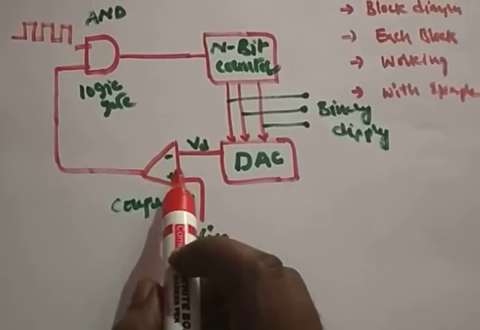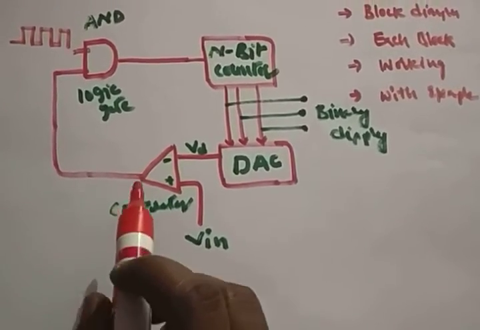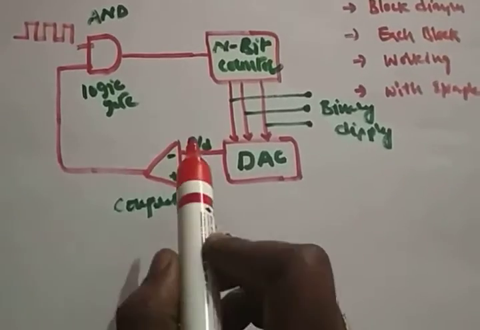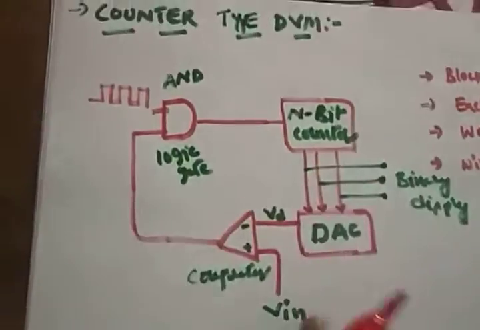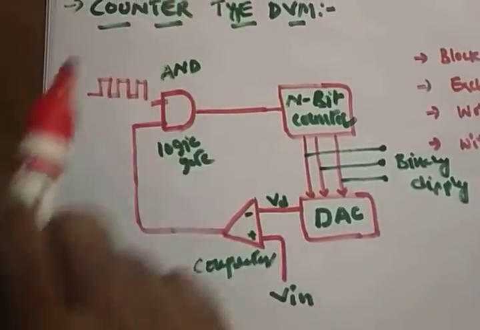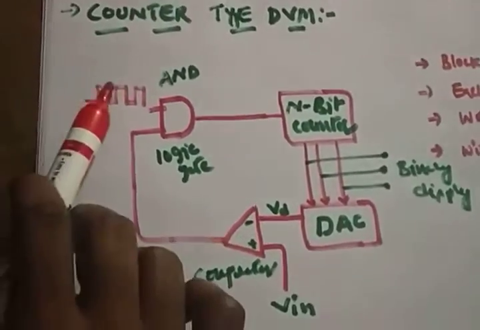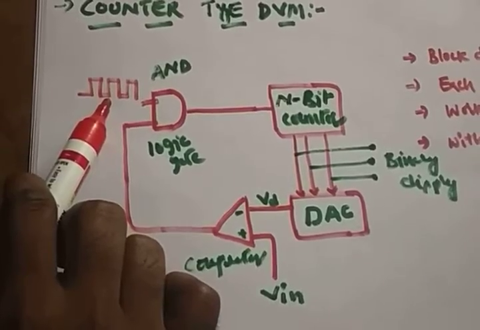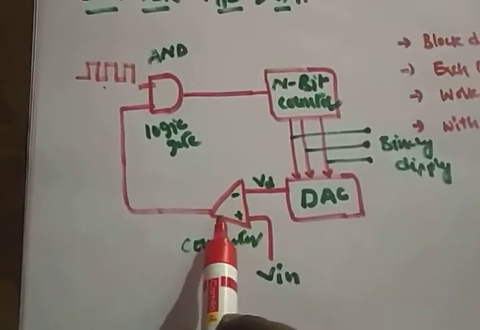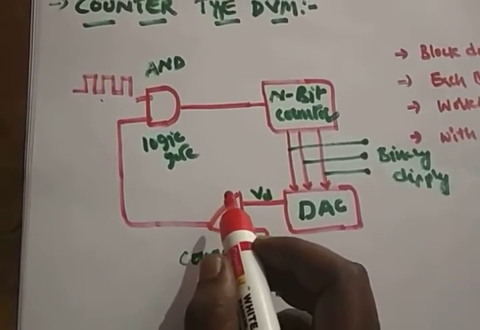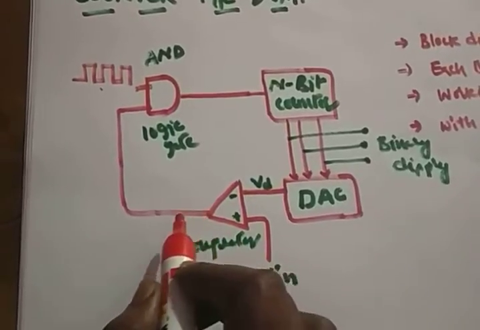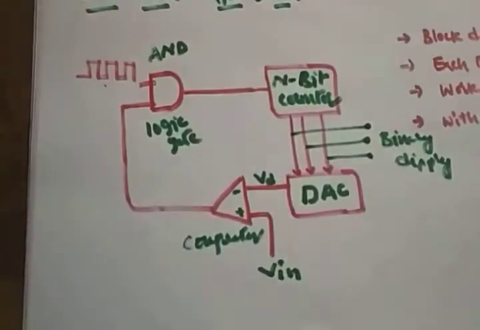If you want to convert the unknown voltage to digital form, you apply it here. The comparator works when the input is greater than VD, and then it sends a set signal. First you should know the operation of the AND gate. When the AND gate operates, both inputs are high. Your clock pulse is always high. When the positive signal is greater than the negative signal, the comparator gives high. When both are high, the AND gate will operate.